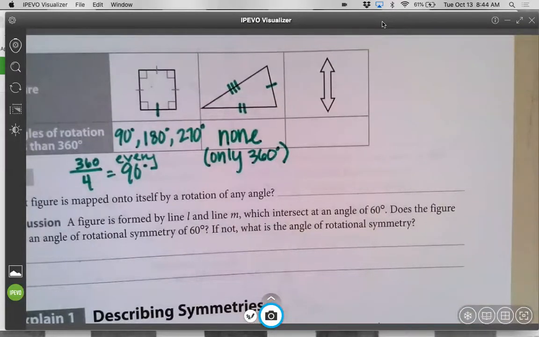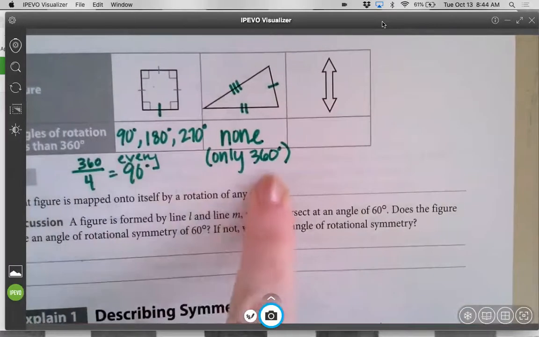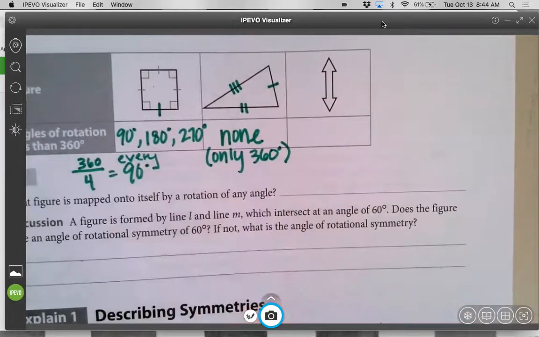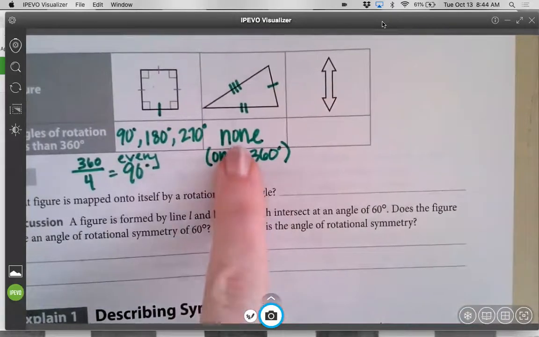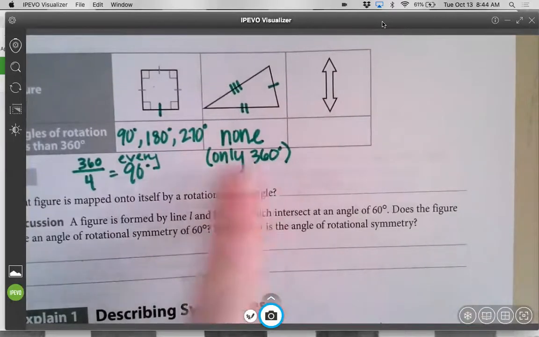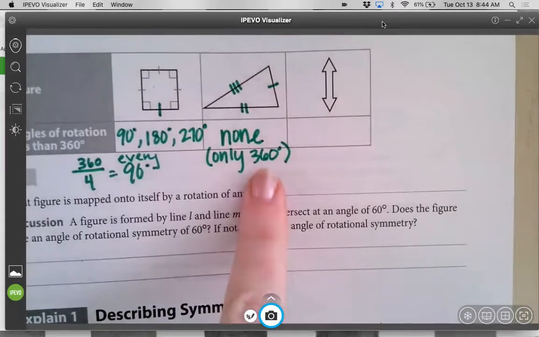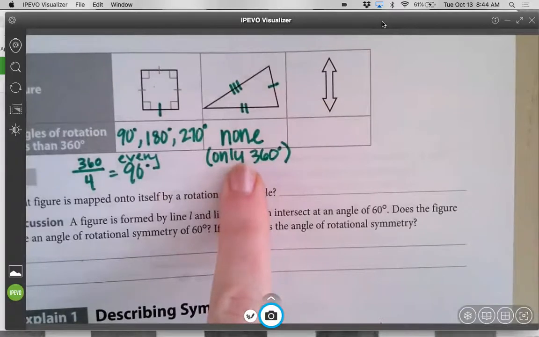Everything can be rotated 360 degrees and map onto itself. So it's not like a special number. Not everything can be rotated 90 degrees. That's kind of a special thing. Everything can be rotated 360. So it doesn't have any special degrees of rotation, but it does map to itself every 360 degrees. I just want you to be aware that both of those things are going on in case you come to a question where you have to select all of the angles of rotation. I want you to realize that 360 can always be selected. So we're going to write none and we're going to write only 360 every time that answer occurs.